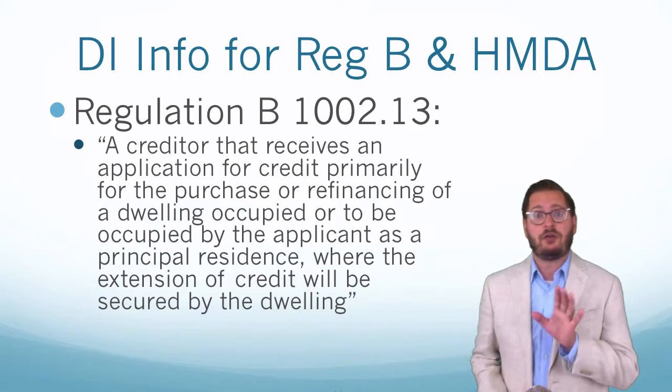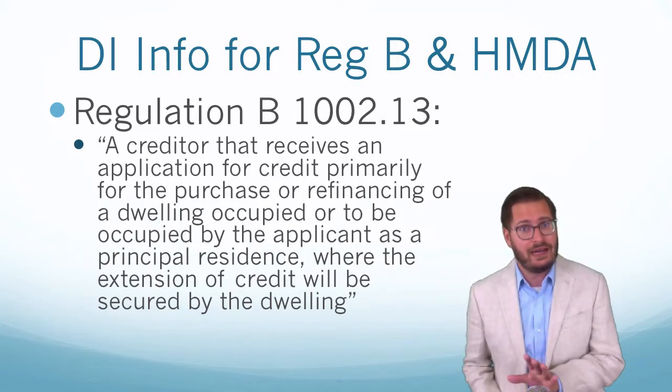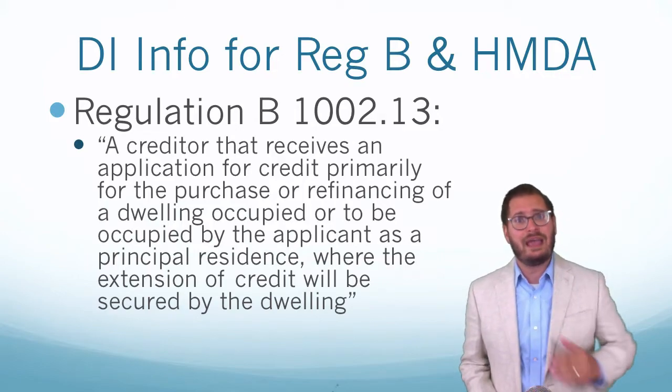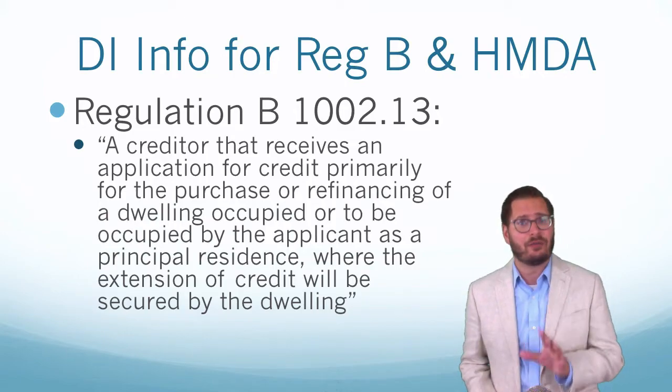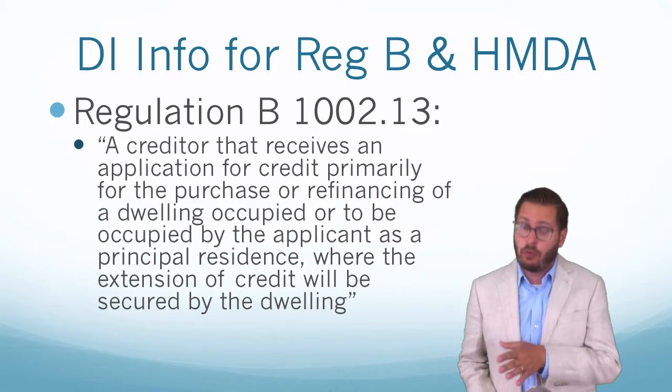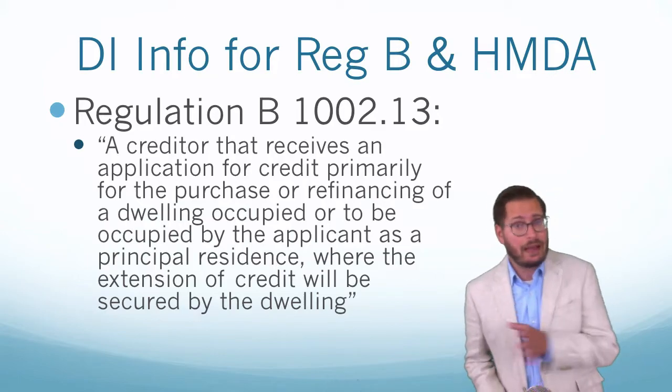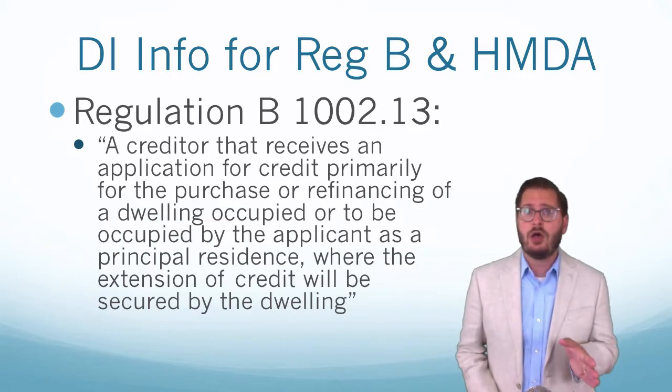First of all, it talks about credit primarily for the purchase or refinancing. What it doesn't include is equity loans. So if you're doing an equity loan, you're not going to be collecting government monitoring information unless you're a HMDA reporter and it's HMDA reportable. So under Reg B, you're only going to collect it for a purchase or a refinance.